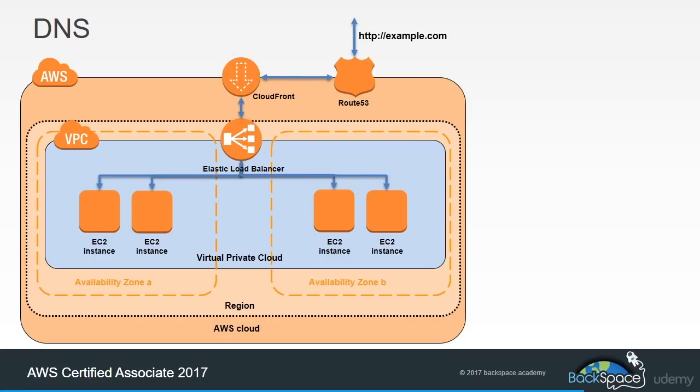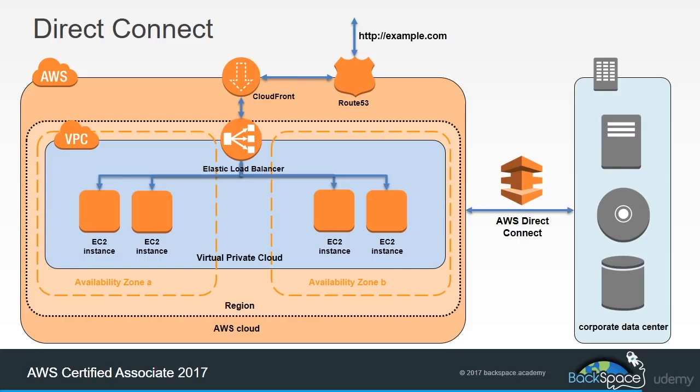Now, we don't want to direct traffic directly to our CloudFront distribution because that will have a domain name that will be quite long and won't really mean anything. So if, for example, our domain name is example.com, we can use the Route 53 domain name service to route traffic through to our CloudFront distribution and back out again to our end user.